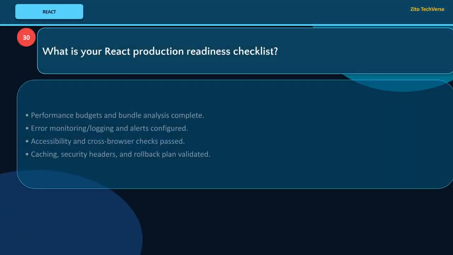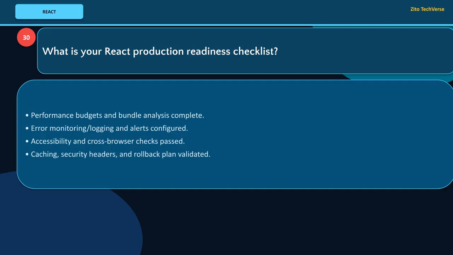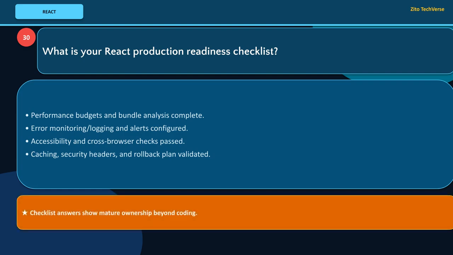Our final question: what is your React production readiness checklist? You should ensure performance budgets are set, error monitoring is active, and accessibility standards are met. Always validate your caching strategy, security headers, and have a clear rollback plan. This level of oversight demonstrates mature ownership beyond just coding.